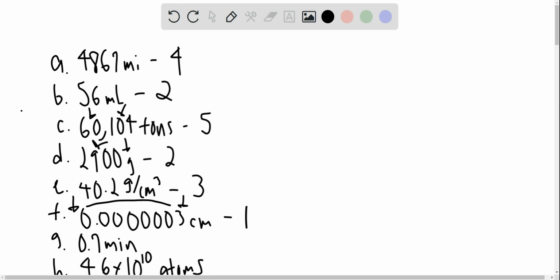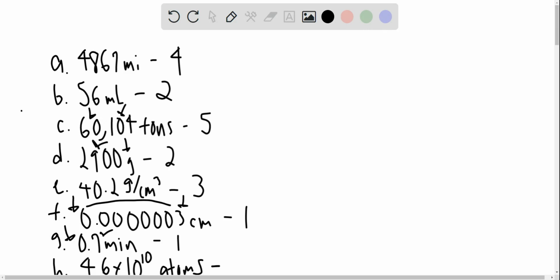Next question, for G, 0.7 minutes. Now this is actually very similar to the last question, where there is nothing here to sandwich the zero, right? So there's only 1 sig fig, the 7. So 1 sig fig.